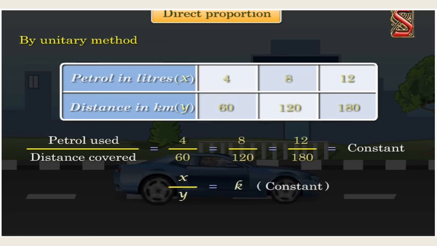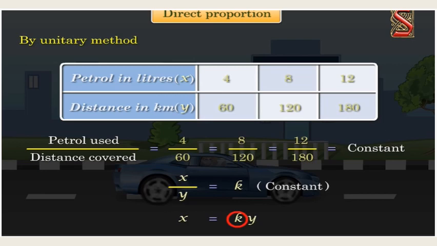So here the equation would be x upon y. These are the two quantities which are directly proportionate to each other. So therefore, the constant we are going to presume as small alphabet k. x and y are in direct proportion. So if x upon y is always k, that is constant, we say x and y are in direct proportion.